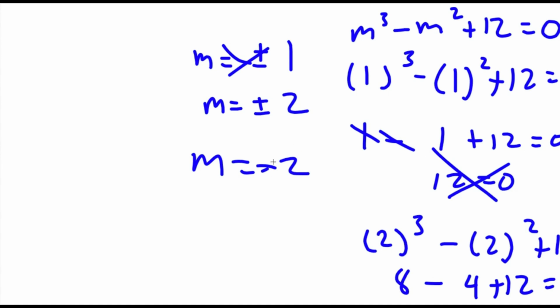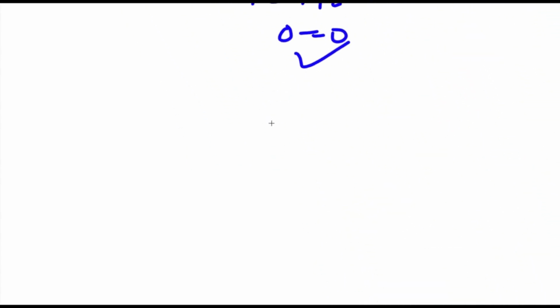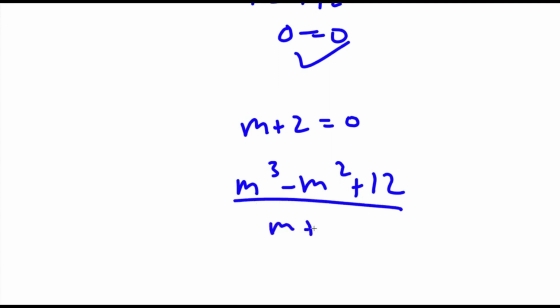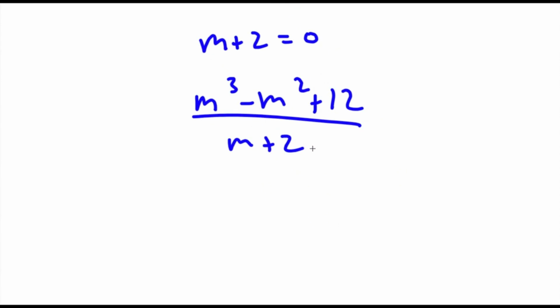Now, from here, now that I have one value of m, because I know m is equal to negative 2, this must mean that m plus 2 is equal to 0, right? So now I'm going to divide out m to the power of 3 minus m squared plus 12 with m plus 2, because we already know that m plus 2 equals 0.